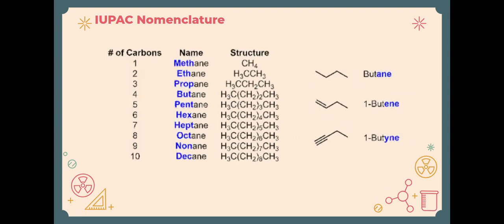The naming of organic compounds is governed by a set of rules to ensure a rational and systematic approach that allows any organic molecule to be easily identified.